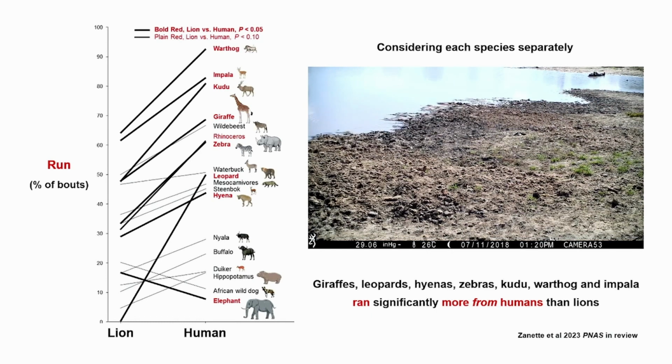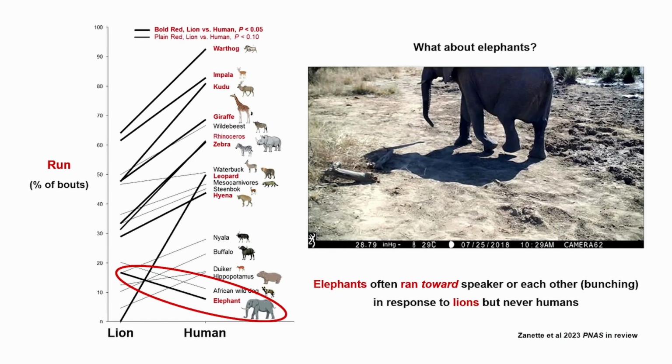Everybody all ran significantly more from humans than lions. Now, looking at the figure here, you notice that elephants rarely ran, as I've already mentioned, but they were also a significant exception in running more in response to lions than humans. And this is because elephants often ran toward the speaker or each other in response to lions, but never humans. Now, running toward each other, or bunching, is a defensive posture assumed by groups of elephants which may precede their attacking.